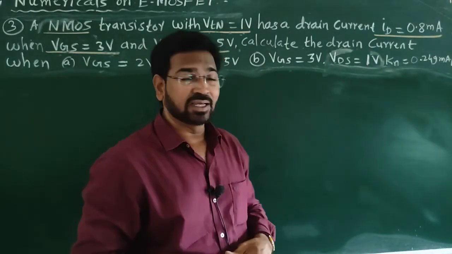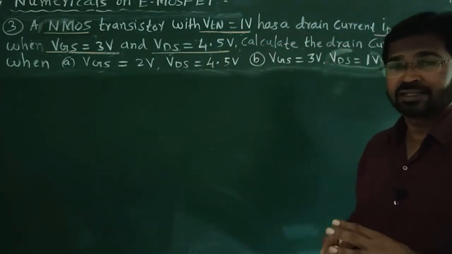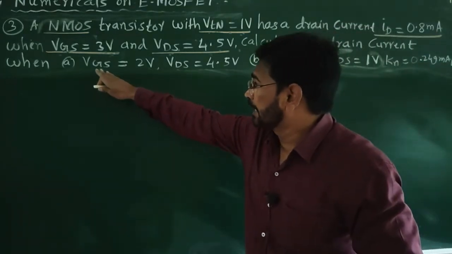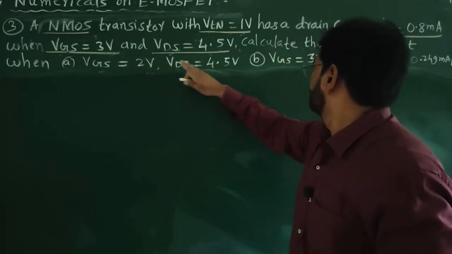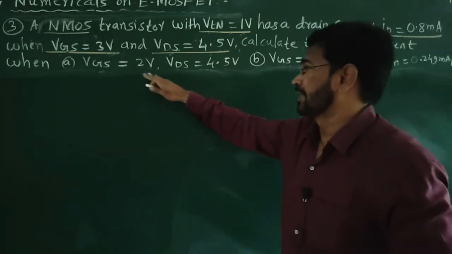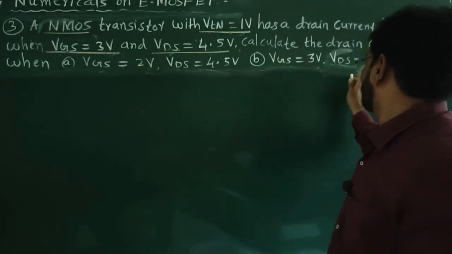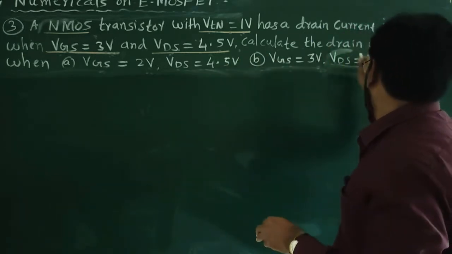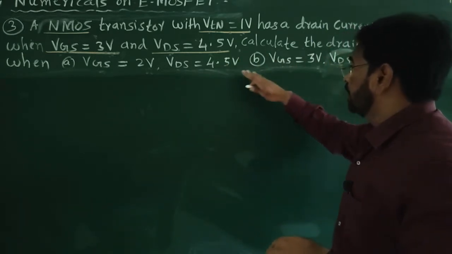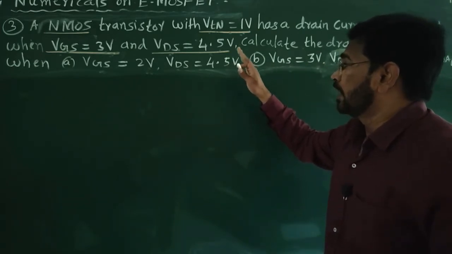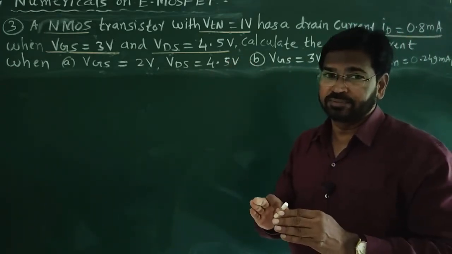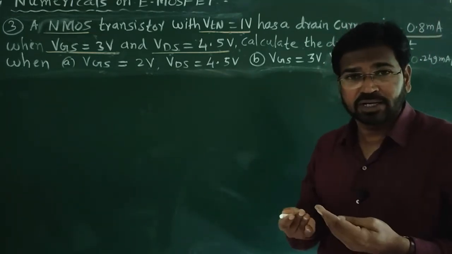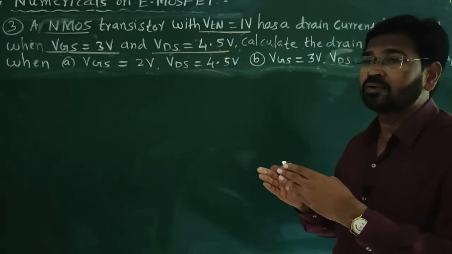So, this numerical example will help us to understand the concept of saturation and non-saturation region. How? Because gate voltage is 2 volt in one case and 3 volt in the other. Gate voltage has increased, and in the second case drain voltage is decreased from 4.5 volt to 1 volt. This will help us to understand the effect of overdrive voltage on the region of working of the transistor. What is overdrive voltage? VGS minus VTN is the overdrive voltage.